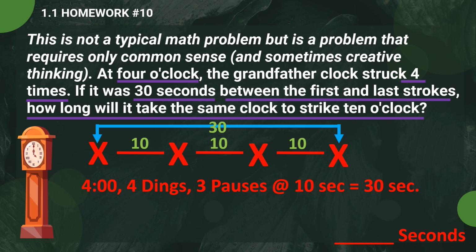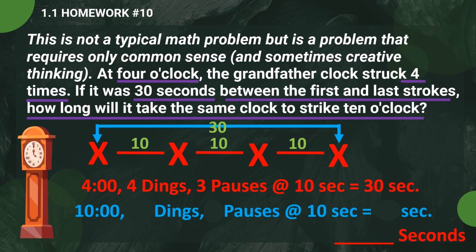So now I want to look at what happens at 10 o'clock. At 10 o'clock, how many dings am I going to have? Okay, class, help me. How many dings? 10, right? 10 dings. Would you like to ding with me 10 times? I'm not going to do that. And then how many pauses? If you had 4 dings and 3 pauses, then you're going to have 10 dings and 9 pauses, right? And you should have the same number of seconds in those pauses if it's a legit grandfather clock. So you would have 9 pauses at 10 seconds. So it should be 90 seconds.